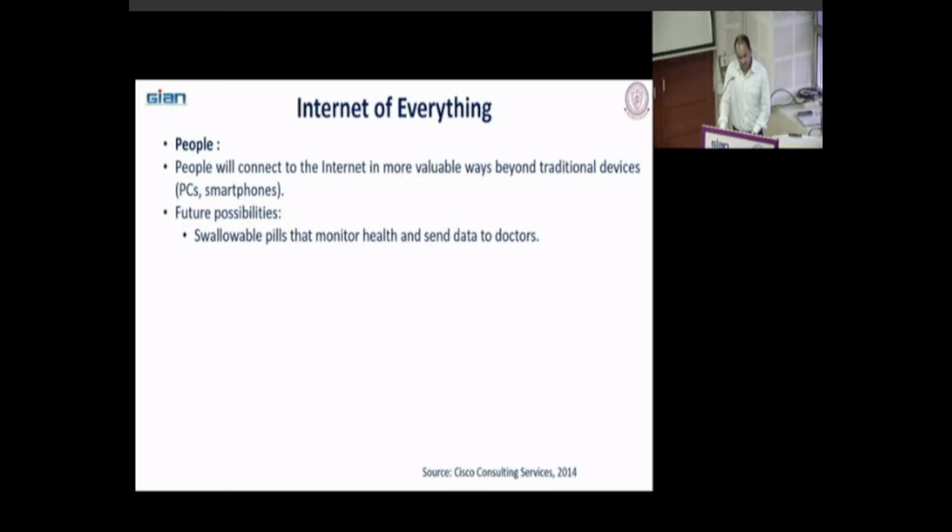Swallowable pills that monitor health and send data to doctors. As I said, small chips are coming, like pacemakers, that will help you track your health performance, and before any big problem or health issue occurs, you could avoid it. Doctors also inject implants. Another example: you might have seen that robots are doing surgeries nowadays. These are again advanced technologies. Wearable sensors in clothing to track vital signs.